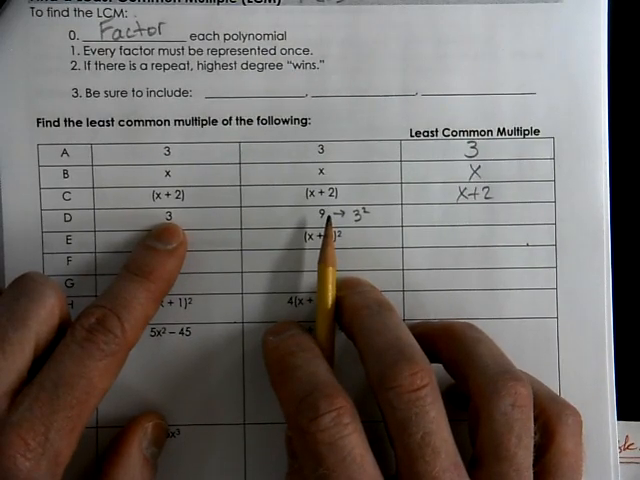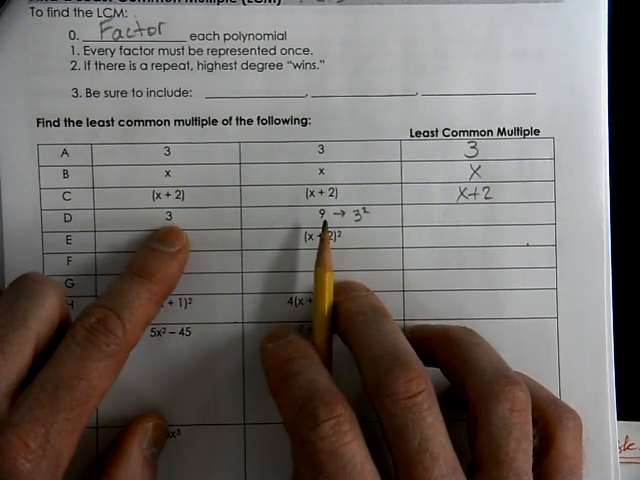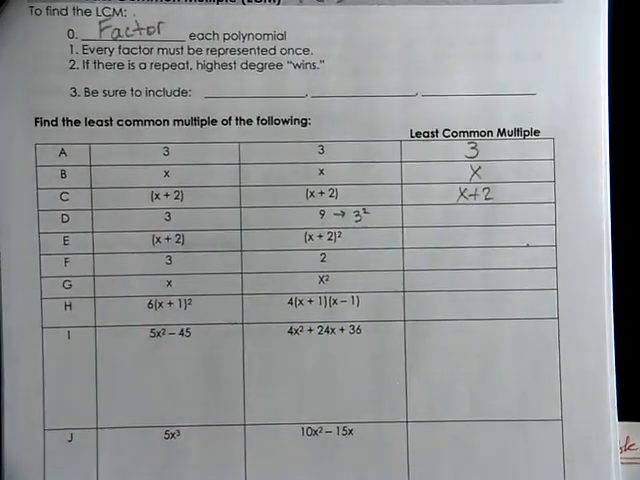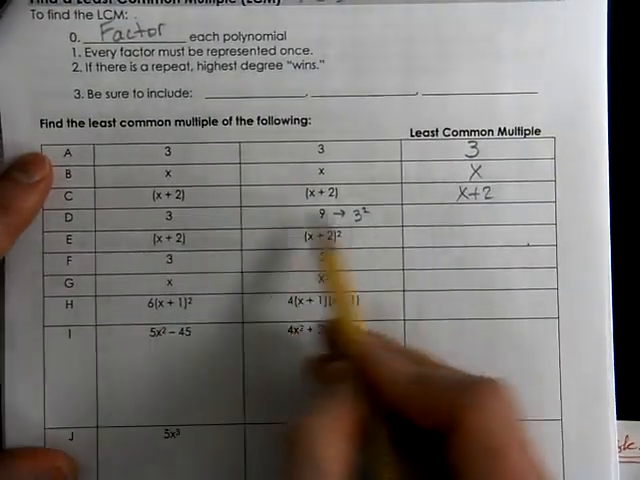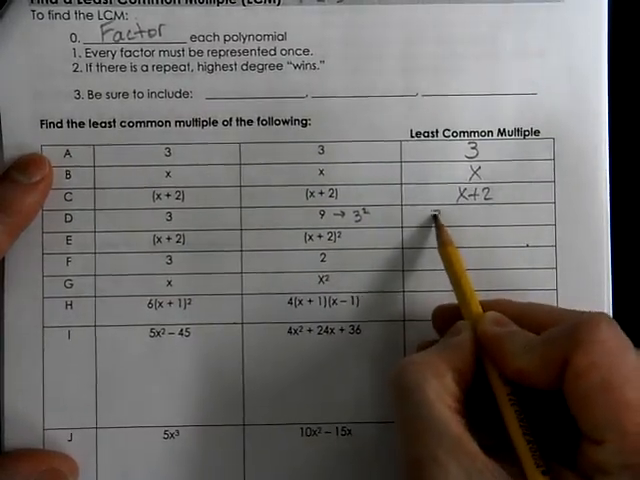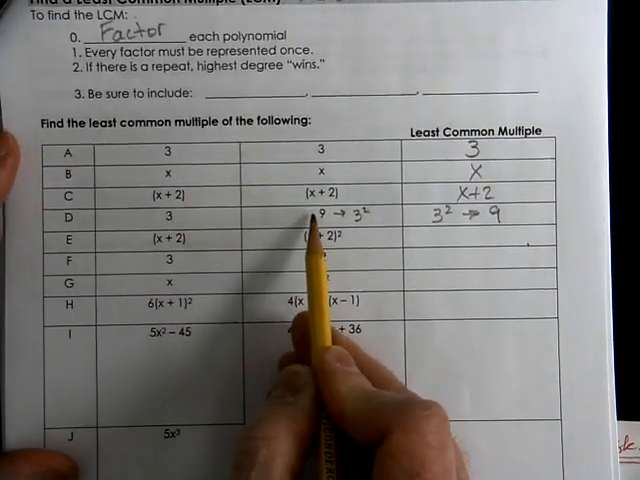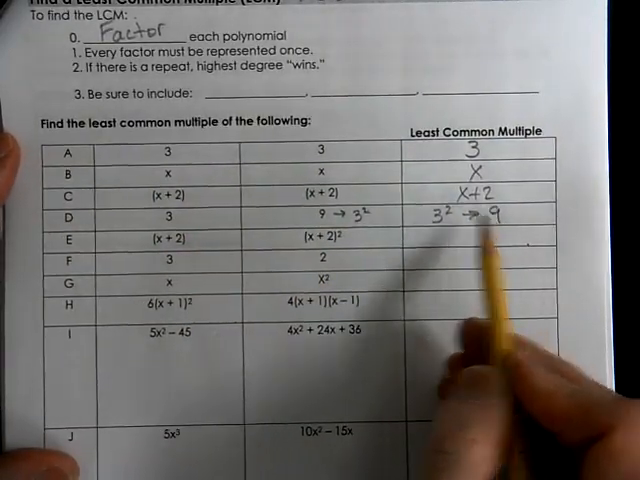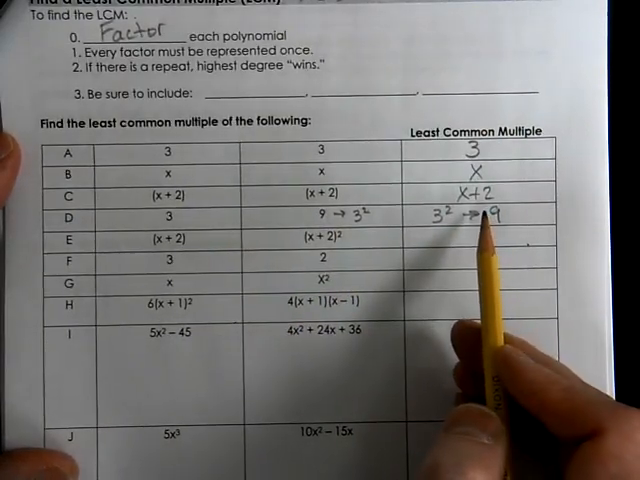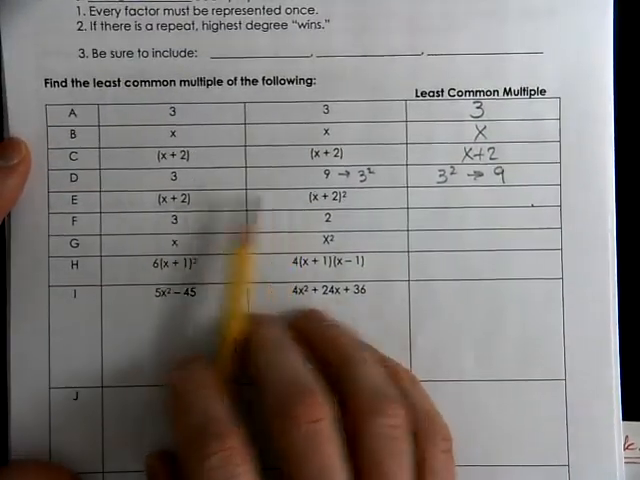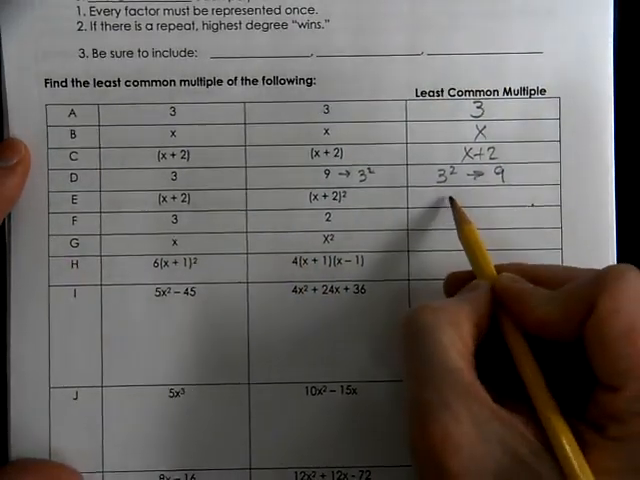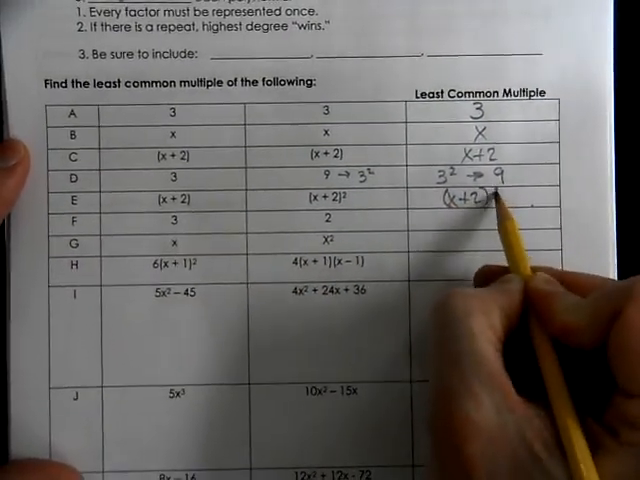And what number does 3 and 9 go into? 3 and 9, yes, they go into 27. So because the exponent's larger, we're going to take 3 squared, which we could call 9. What's the smallest number 3 and 9 go into? 9 is the smallest number 3 and 9 goes into. Take the larger exponent. So x plus 2 squared.